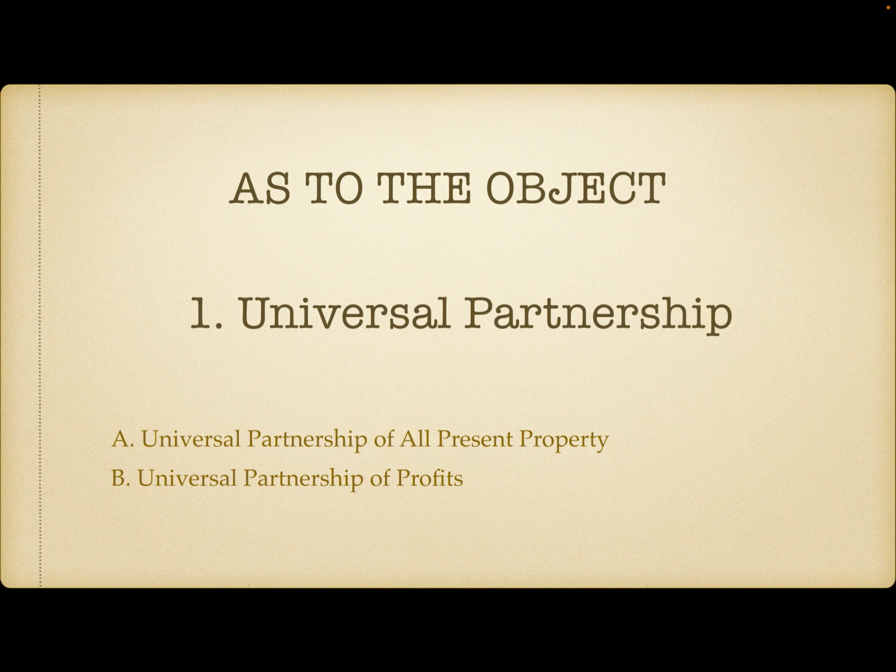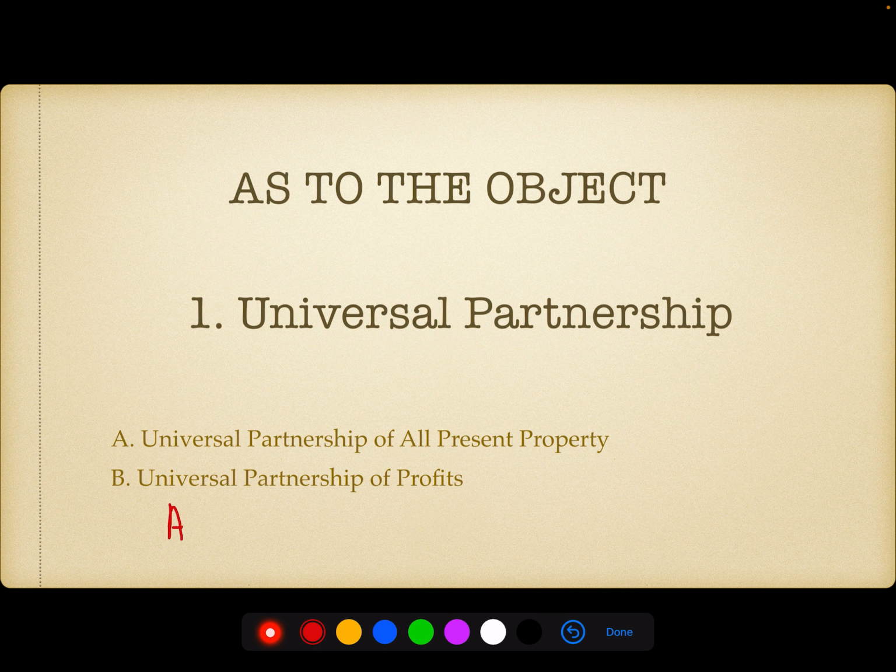A universal partnership now has two kinds. A universal partnership of all present property and a universal partnership of profits. This is stated in Article 1777. I forgot to include that, so I'll just read it out loud. Under Article 1777, a universal partnership may refer to all the present property or to all the profits. So please add universal partnership as a kind under number 15 of the notes that we have uploaded.